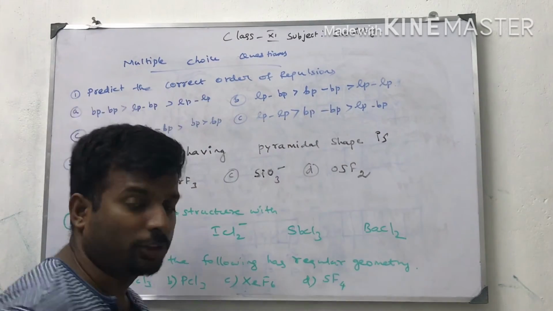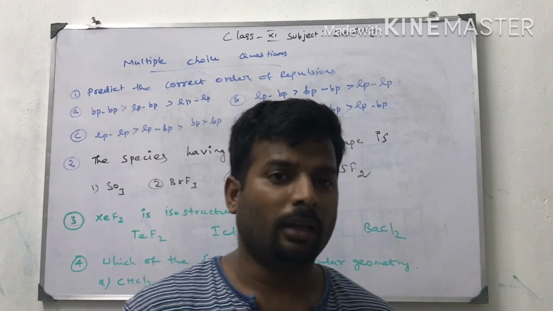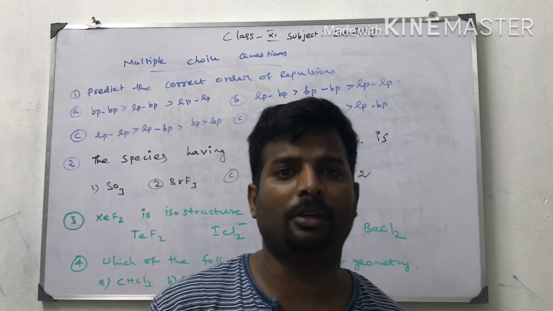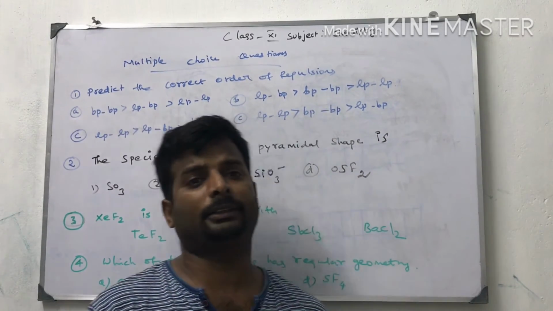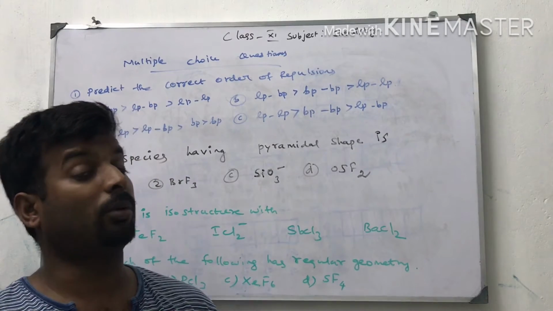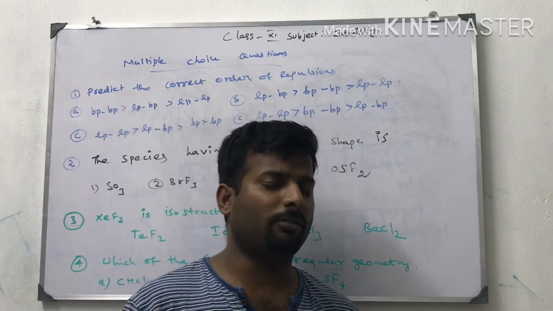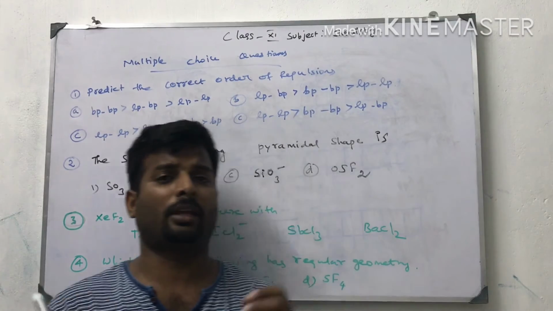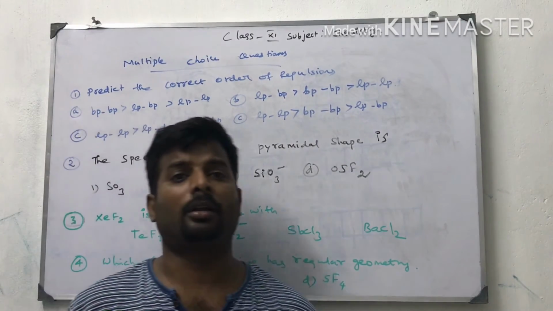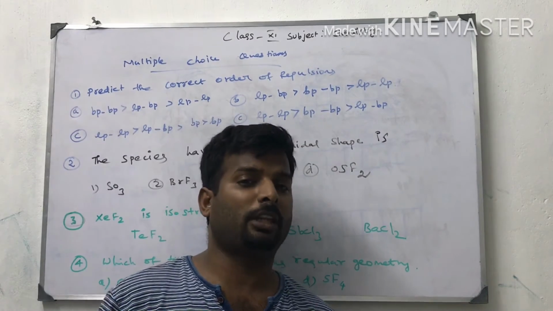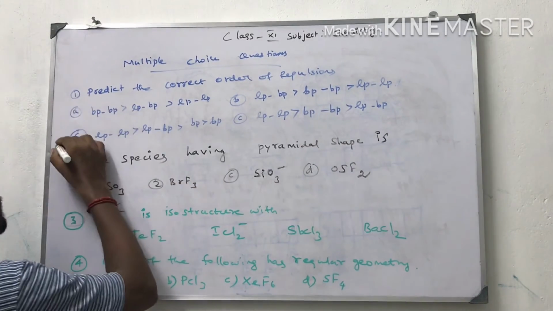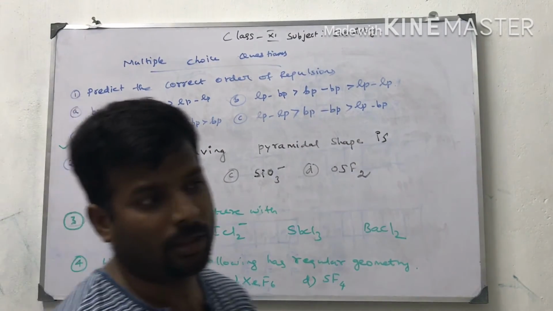For this question, in the postulates of the VSEPR theory, they have given that lone pair interaction is always greater, because lone pair electrons are not involved in any type of bonding, so the repulsion is maximum. Lone pair is next, and bond pair is least. Therefore C is the correct answer.